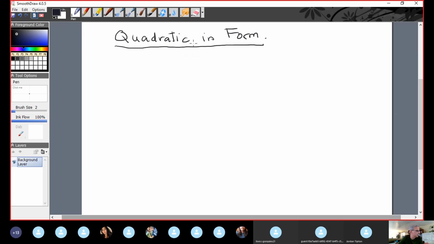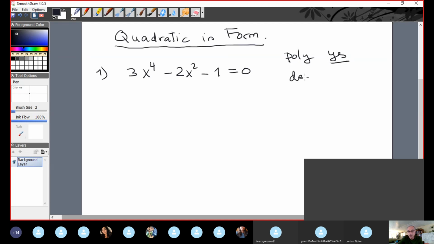Let me put the first example. It's elementary, but I want to complicate this more. Suppose 3x to the 4th power minus 2x to the 2nd power minus 1 equal to 0. I have a question. This is a polynomial equation, yes or no? Yes, of course it's a polynomial equation. What is the degree of this polynomial equation? 4. So when you finish, we obtain 4 solutions.